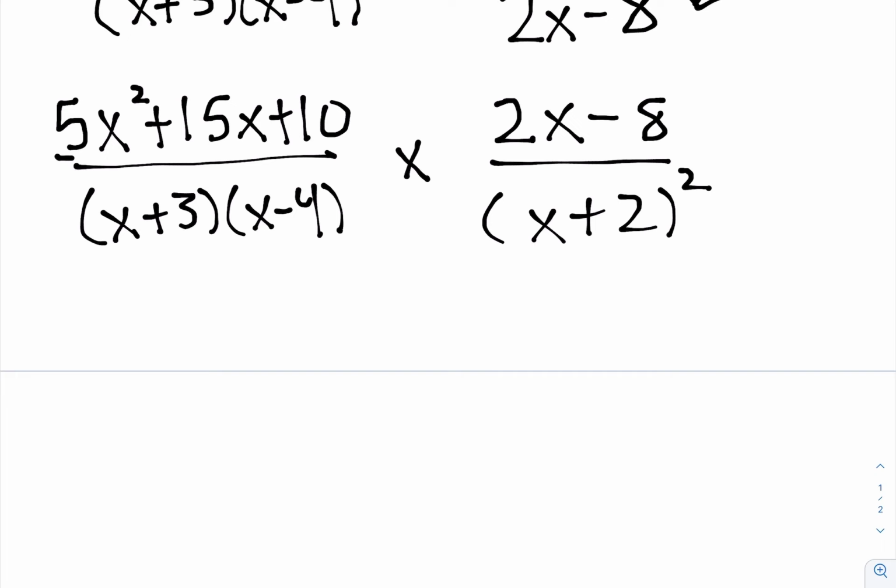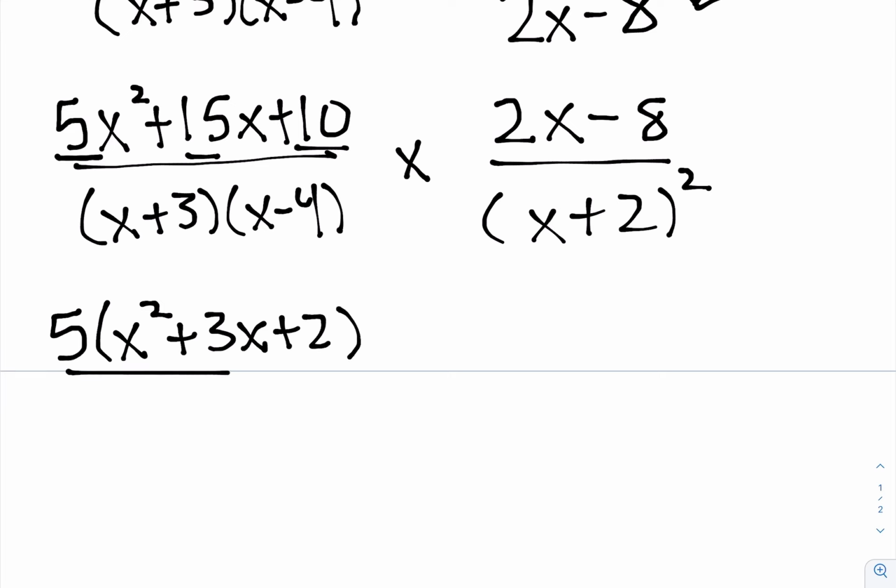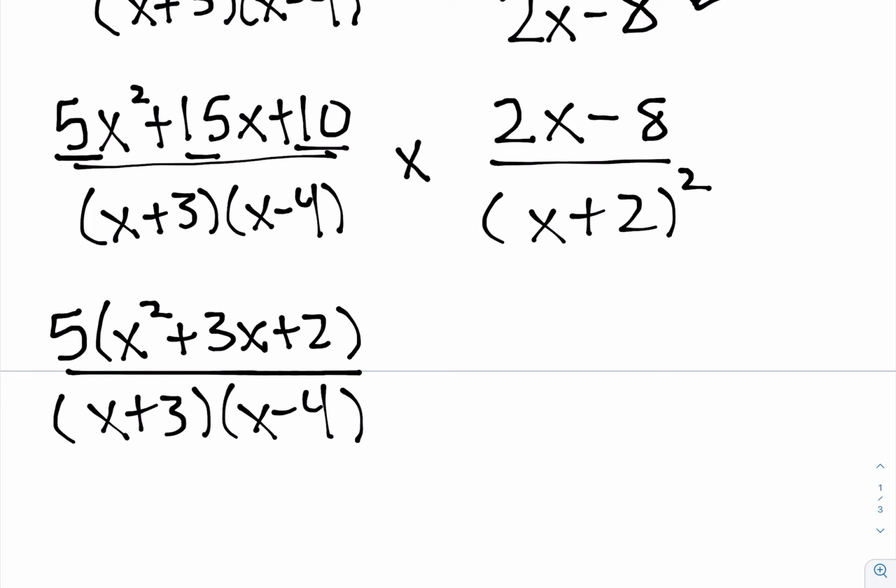So I see a common factor of 5 for the top left, right? Each term has a 5 in it. So if I factor out a 5, I'm left with x squared plus 3x plus 2, over x plus 3 times x minus 4. Okay, and we still have that times sign in here.